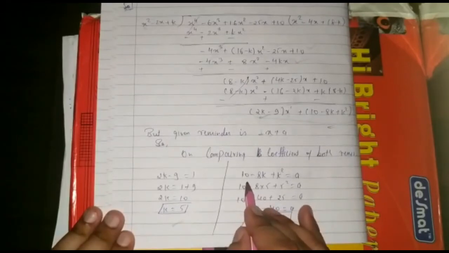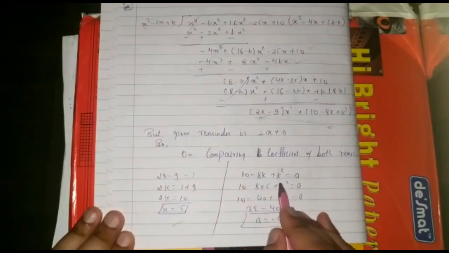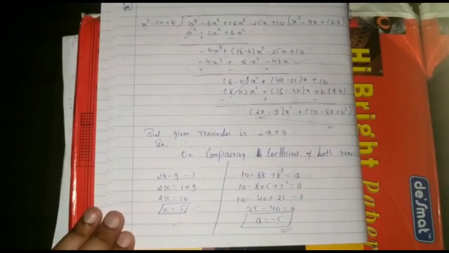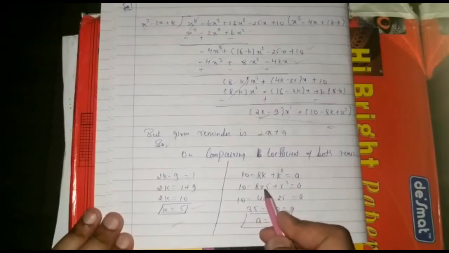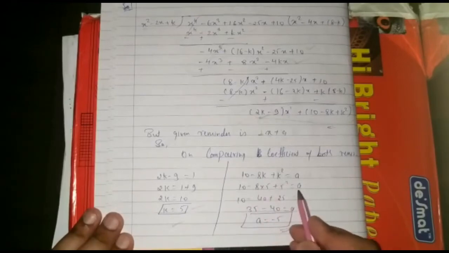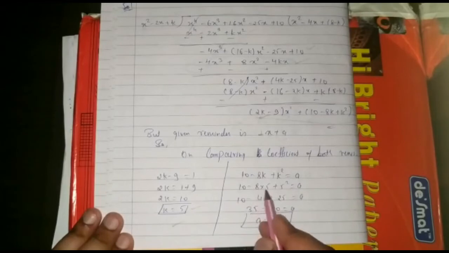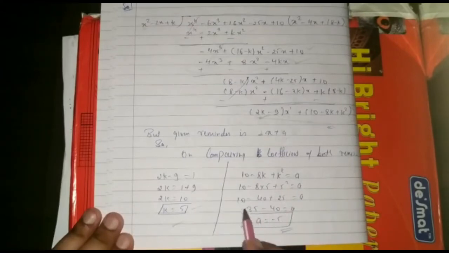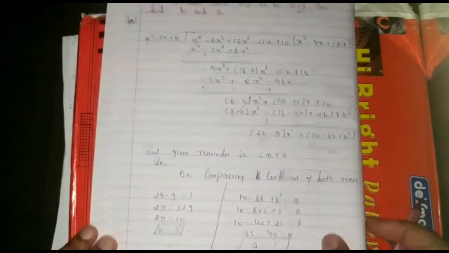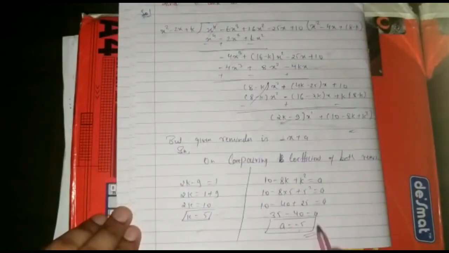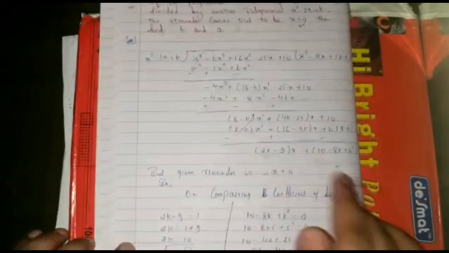Now the second comparison is 10 minus 8k plus k square equals a. We put the value of k here: 10 minus 8 into 5 plus 5 square equals a. 8 into 5 is 40 and 5 square is 25. 25 plus 10 is 35, minus 40 equals a, so a will be equal to minus 5. So k will be equal to 5 and a will be equal to minus 5.